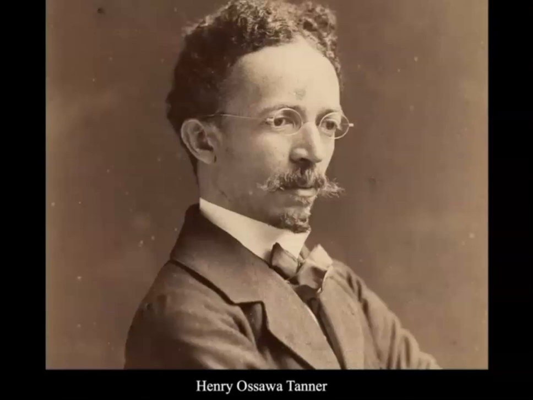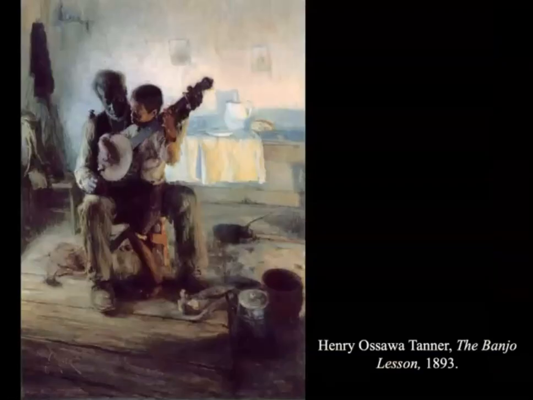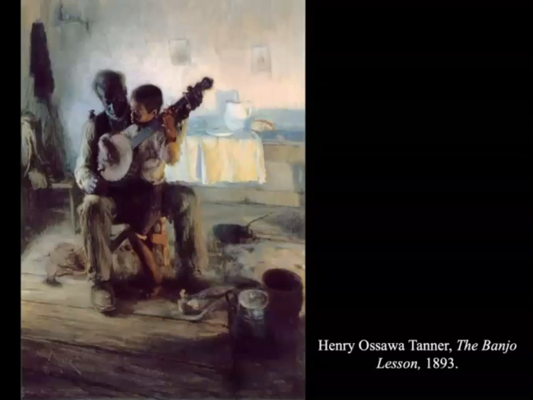To work in Philadelphia, he started painting these ideas and thinking about the negative stereotypes and racism going on in the South at the time. And he does this through very simple and beautiful genre scenes. We have this one here, the Banjo Lesson, from 1893, in which you have an elderly man teaching a boy, assumed to be his grandson, how to play the banjo.